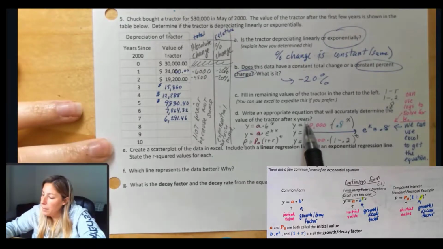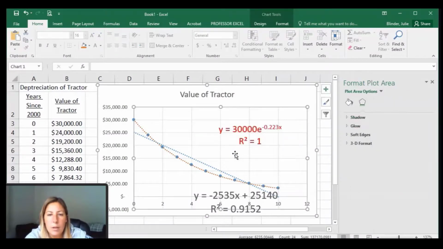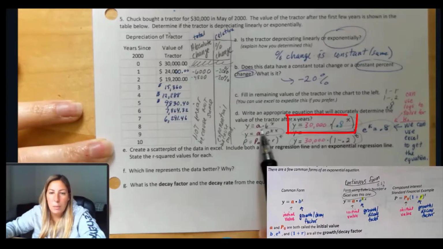So you should be able to come up with these equations given a set of data. This one you should be able to get using Excel. So the equation that I got is y equals 30,000 times e to the negative 0.223x. And if I were to punch e to the negative 0.223 into my calculator, I would get 0.8, which is the same as that equation of y equals 30,000 times 0.8 to the x power that we got in the previous example. So hopefully this makes sense.